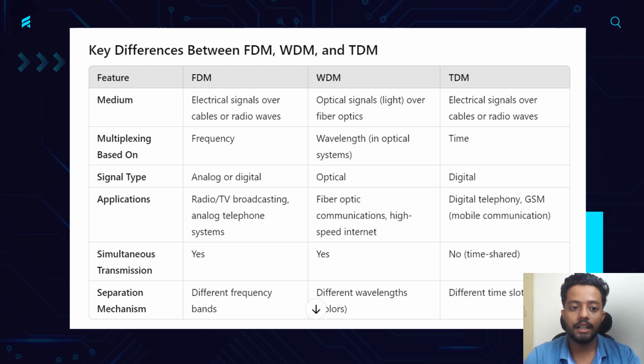You can see that the medium for frequency, wavelength, and time are almost the same, but the signal type for frequency is analog or digital, while in wavelength only optical signals are transferred, and in time division only digital signals are transferred. And in such a way you can see simultaneous transmission is only allowed in frequency and wavelength, but not in time. They also have different separation mechanisms.